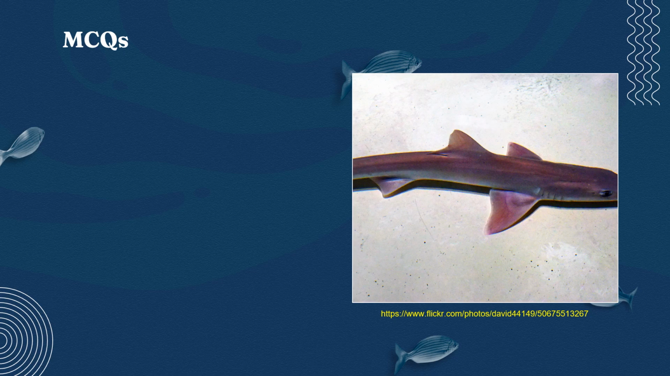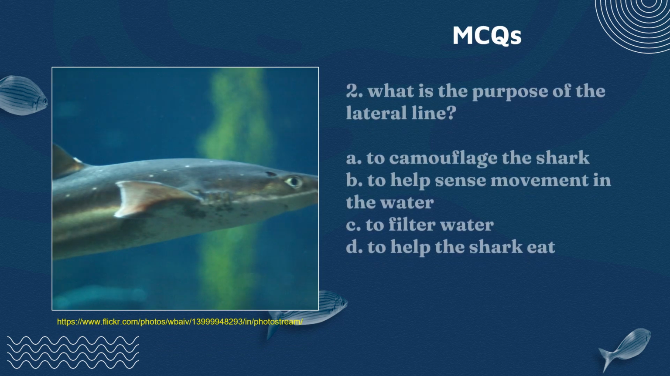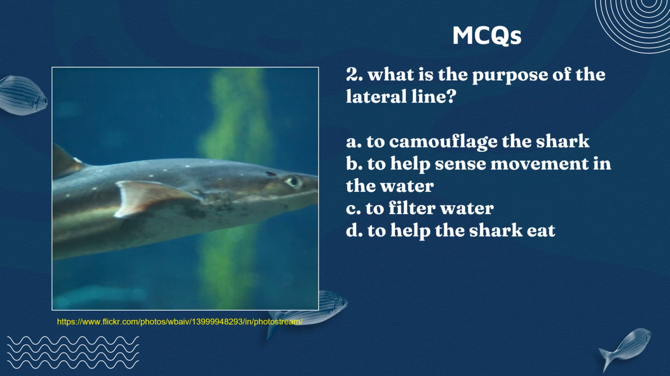Take a pause and answer these questions. How many dorsal fins does a shark have? 1, 2, 4 or 8? What is the purpose of the lateral line? To camouflage the shark, to help sense movements in the water, to filter water, or to help the shark eat?